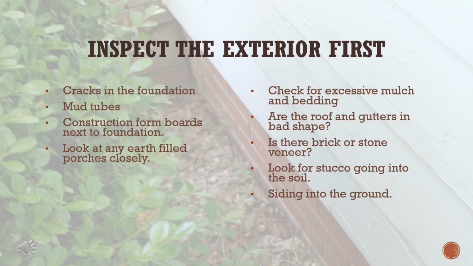Continue to inspect the exterior. You're looking for cracks in the foundation, mud tubes climbing the foundation or on the siding, construction form boards next to the foundation. Look at any earth-filled porches closely. Check for excessive mulch and bedding. Are the roof and gutters in bad shape? Is there brick or stone veneer termites can travel behind? Look for stucco going into the soil and siding into the ground.